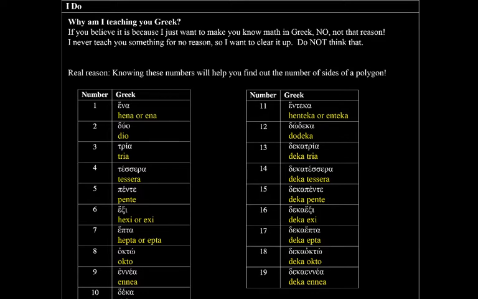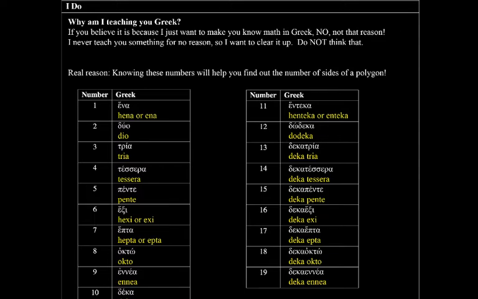Knowing these will help you find the sides of a polygon. So if you see a random thing like dodecagon, you'll know that that's 12, because you know dodeca is 12, instead of going, what is that thing? So we're just going to learn the numbers today. We're not going to do anything with polygons today, just numbers. So let's look at these. I will read these out loud and I'm going to have you repeat them too.